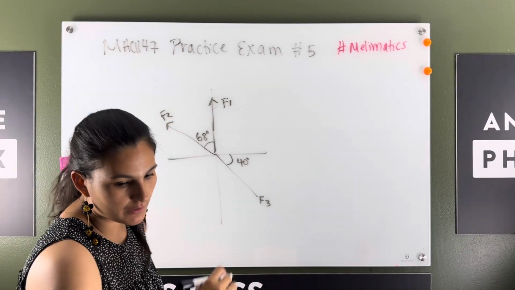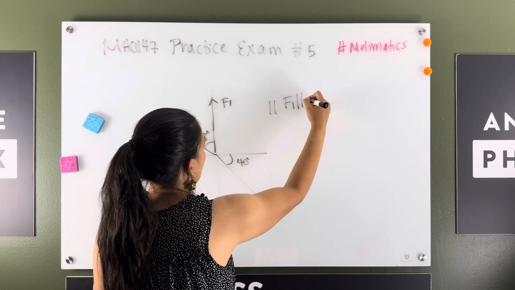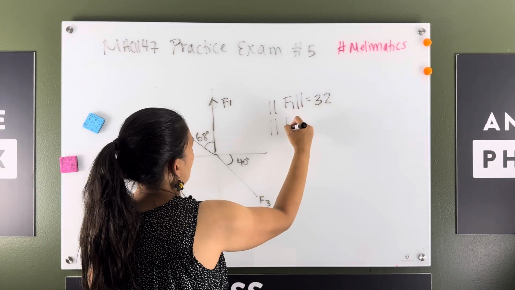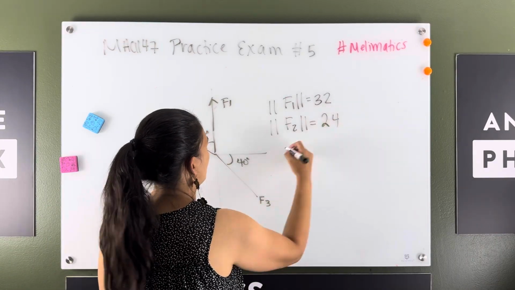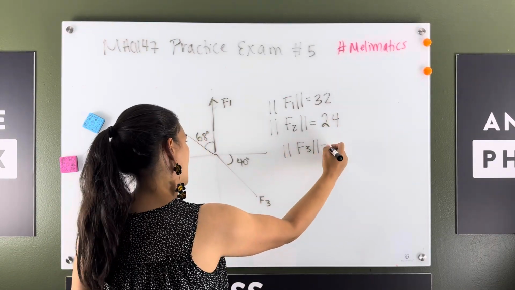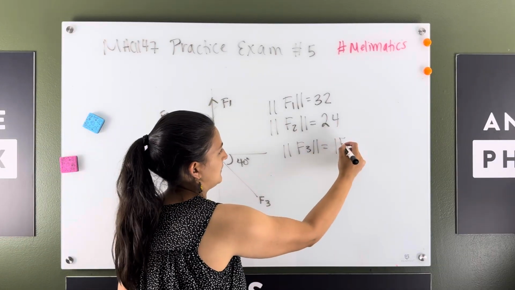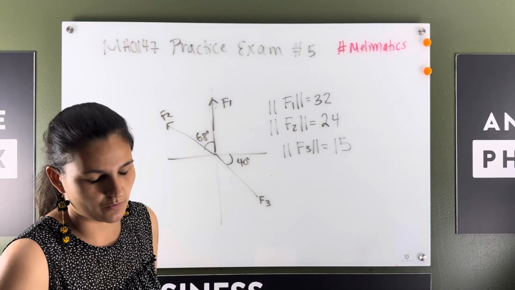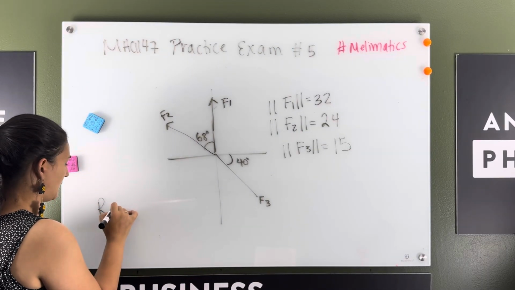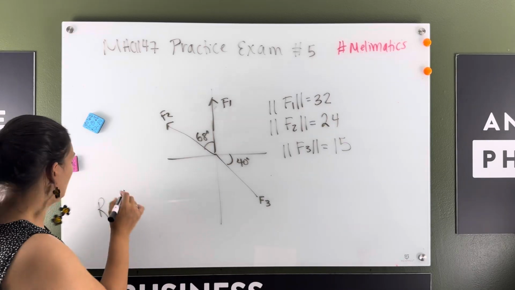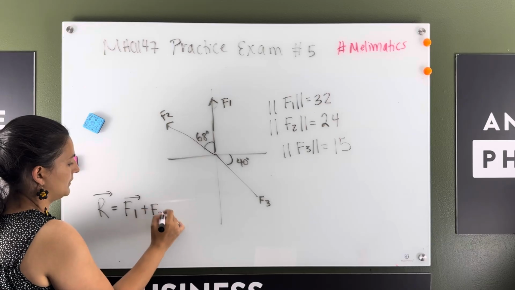So it's saying if the magnitude of F1 is 32 pounds, if the magnitude of F2 is 24 pounds, and if the magnitude of F3 is 15 pounds, can you find the resultant force? Remember that resultant force R is you adding up all the forces.